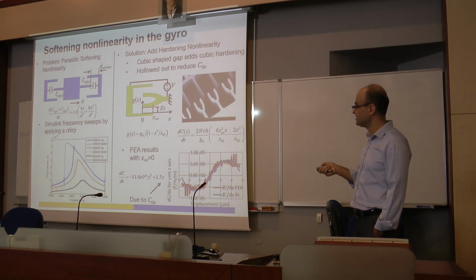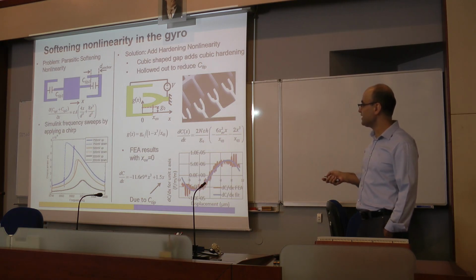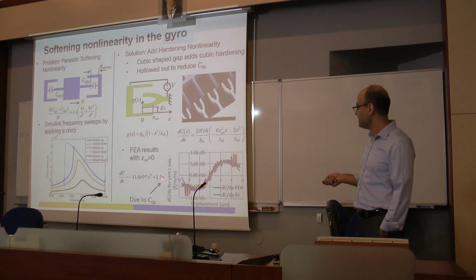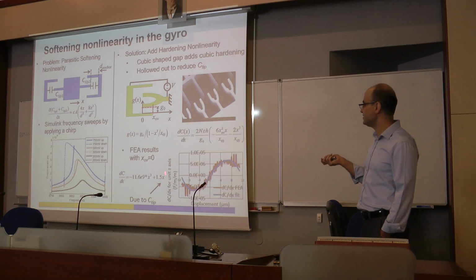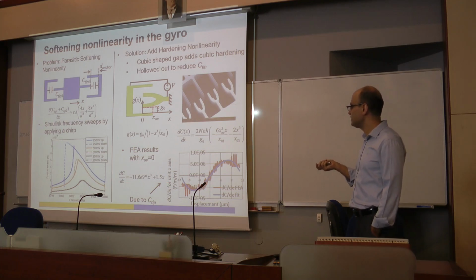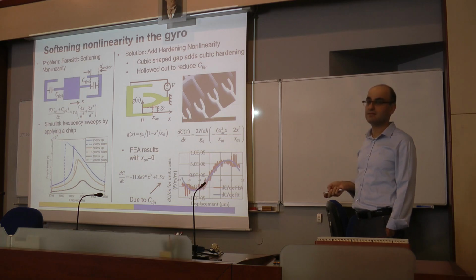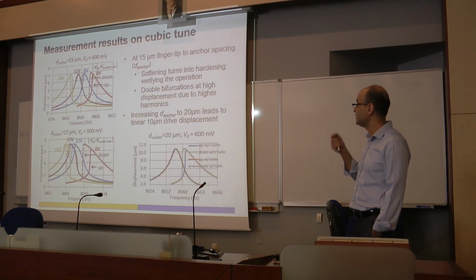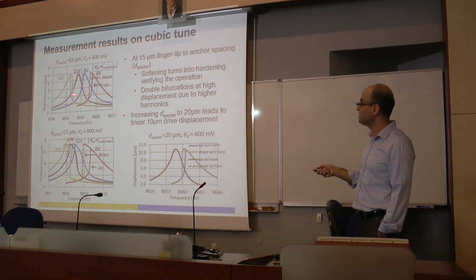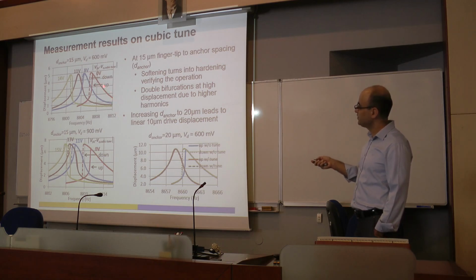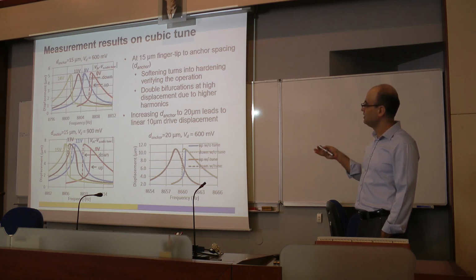What we are doing here is the same idea. This is a cubic nonlinearity, and if I shape my gap as a function of x cubed, then I can generate a cubic force, and this is DC controlled, and this force can be used to cancel the nonlinear force from the device. These are the measurement results. So here, this red curve is when I don't have any tuning.